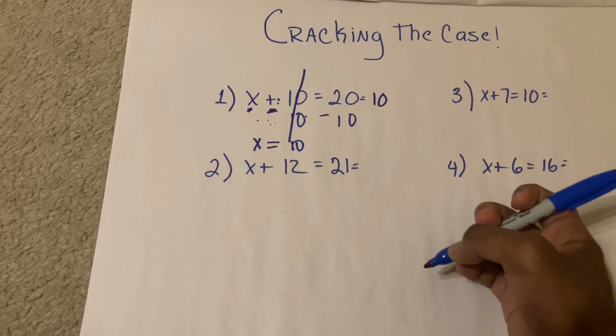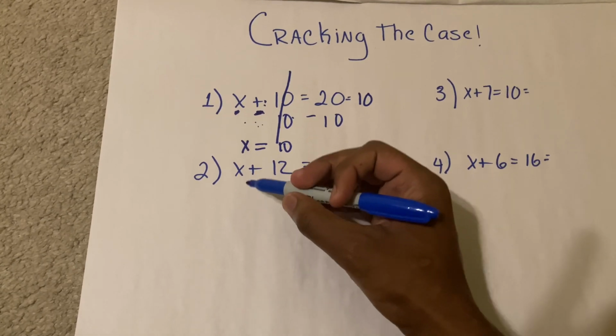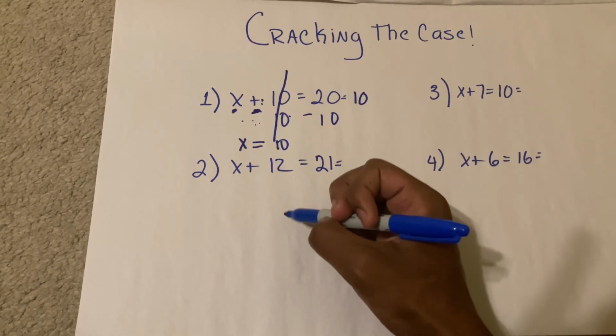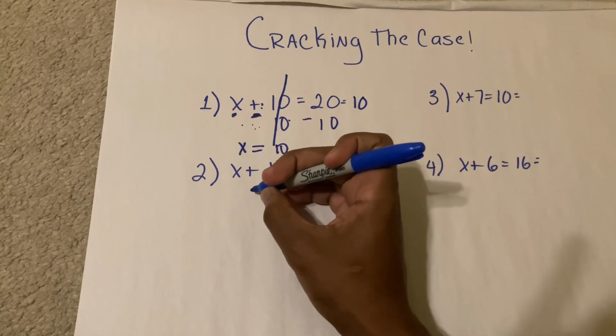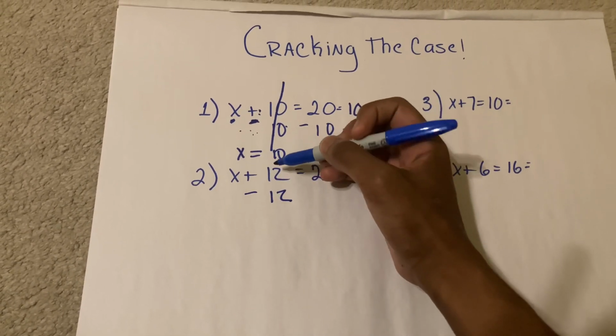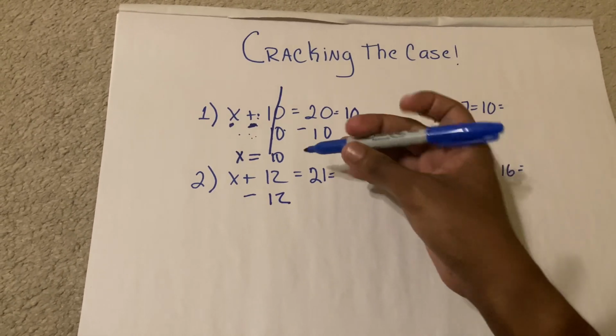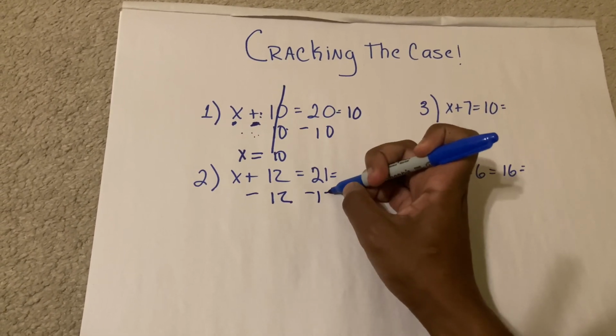Let's crack the case of number two. Same thing. Our goal is to get x by itself, okay? So what we have to do is put minus 12. Remember, what we do to one side, we have to do to the other side. So we have to do minus 12 here as well.